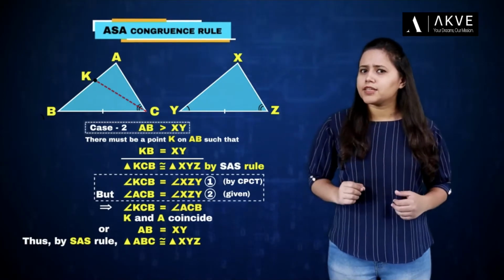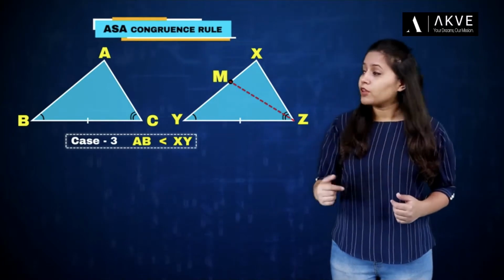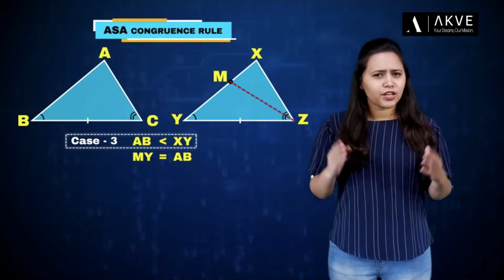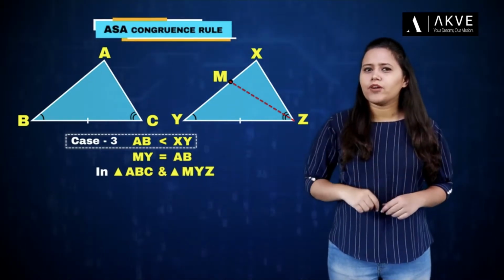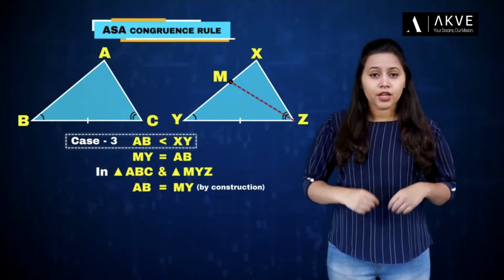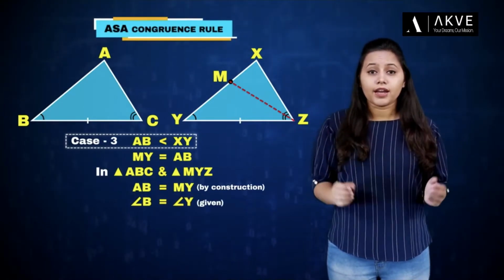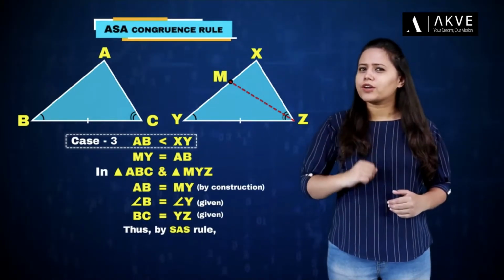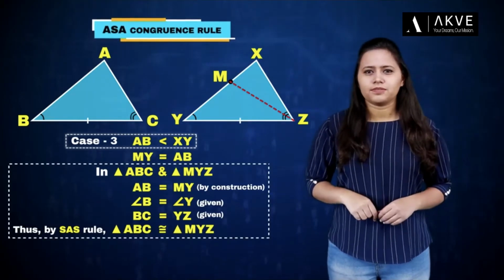Now for the last case, when AB is less than XY, we can choose a point M on XY such that MY is equal to AB. So, observe that in triangle ABC and triangle MYZ, AB is equal to MY by construction, and it is given that angle B is equal to angle Y and BC is equal to YZ. Thus, by SAS Congruence Rule, triangle ABC is congruent to triangle MYZ.